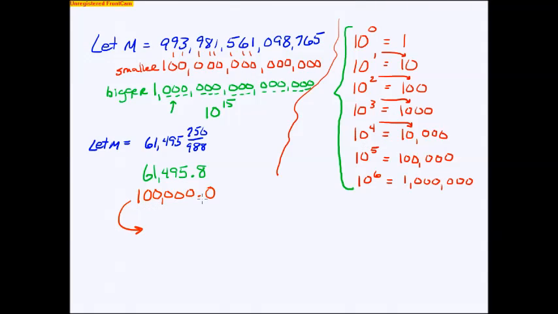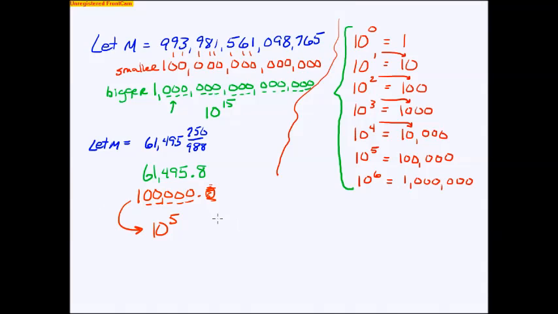Now I don't count this 0 over here. This is past the decimal, right? I'm going to just cross this one right out. I want to count these zeros. 1, 2, 3, 4, 5. So I want 10 to the 5th. That's that easy.